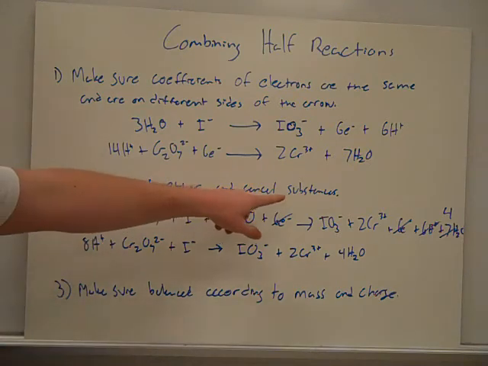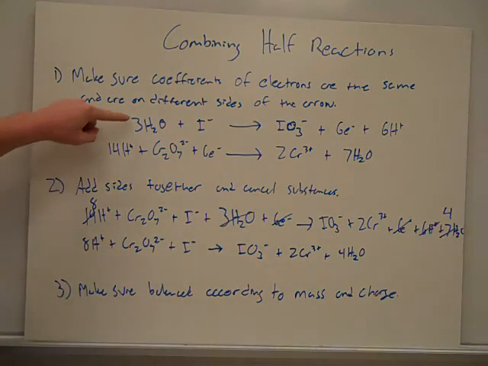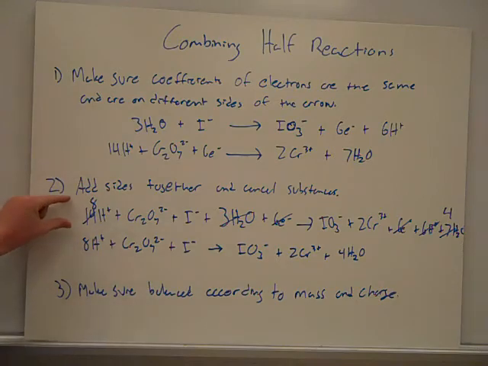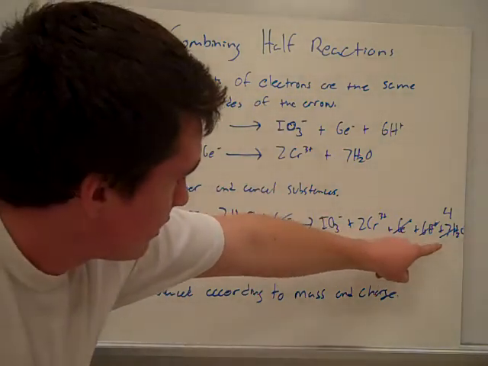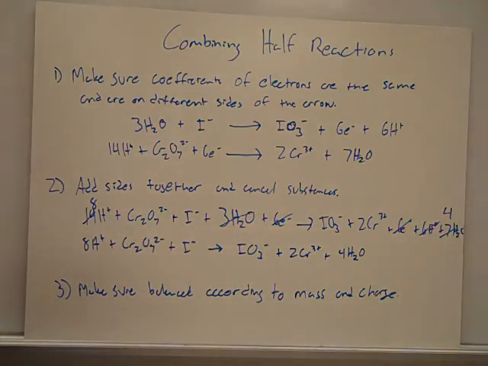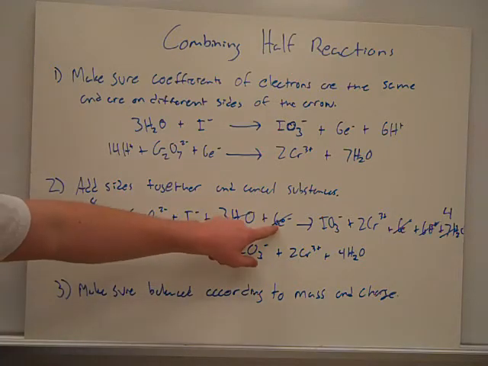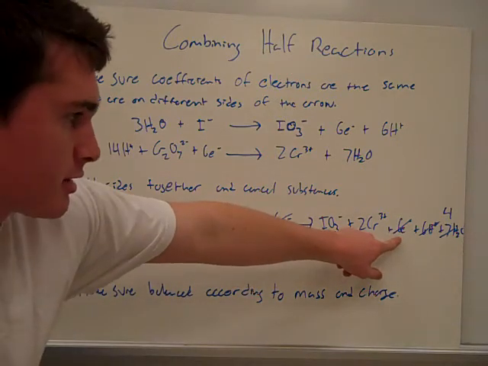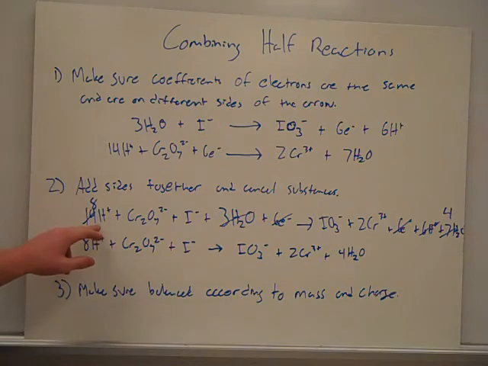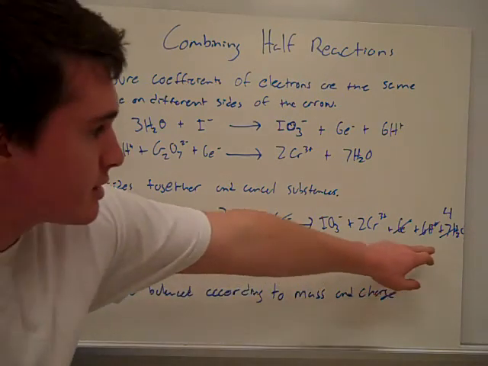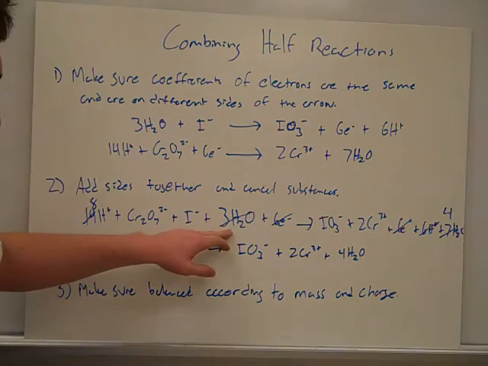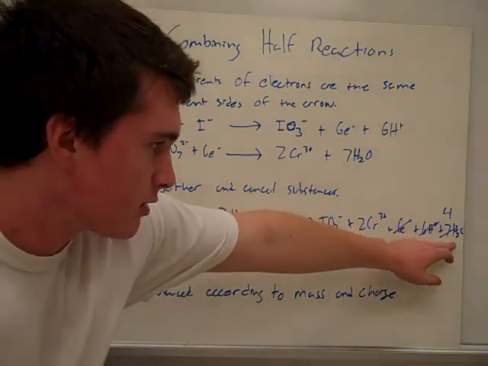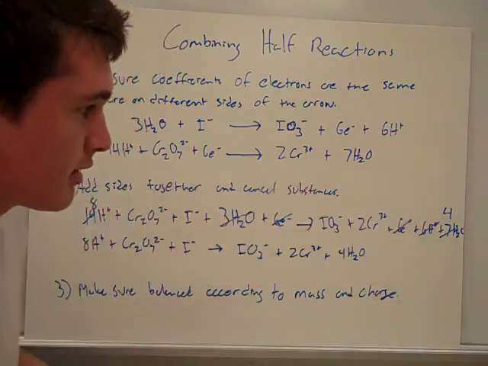Here we go, step 2, add the sides together. So you add all these together on this side and all these on this side. And just like in an algebraic equation, you can cross out similar terms. So we have 6 electrons on this side, 6 electrons on that side, they can go away. We got 14 hydrogens on this side, 6 hydrogens on this side, we're left with 8 on this side. We have 3 waters on this side, 7 waters on this side, we're left with 4 waters on that side.